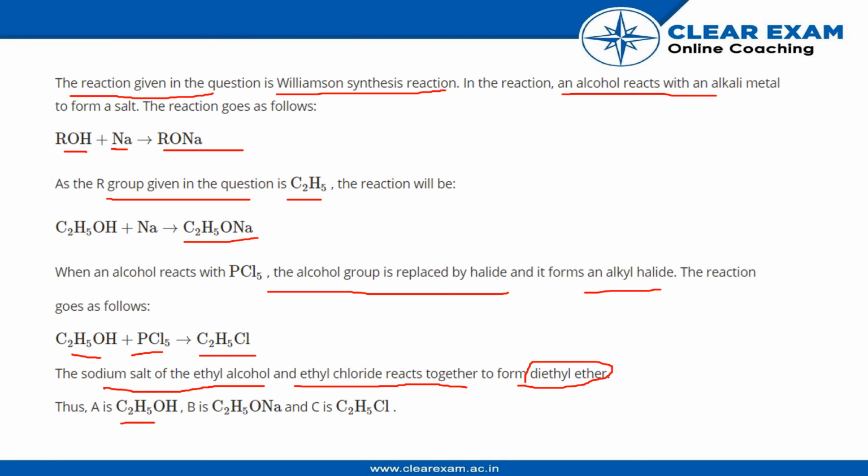So thus A is C2H5OH and B is C2H5ONa and C is C2H5Cl.